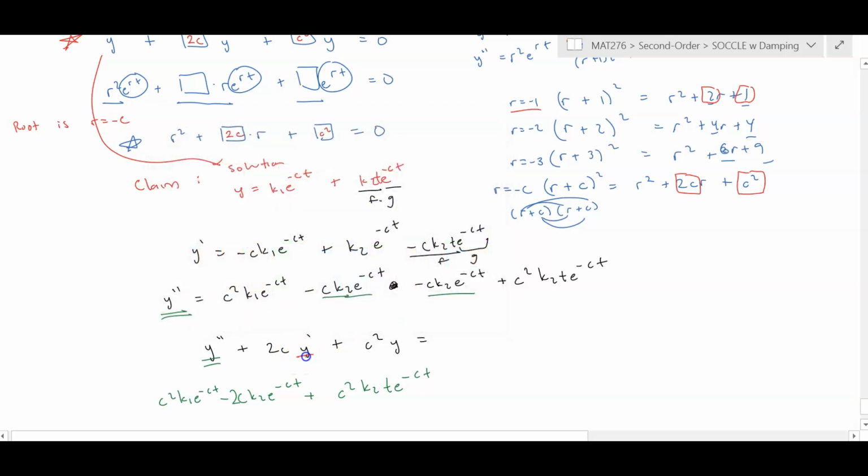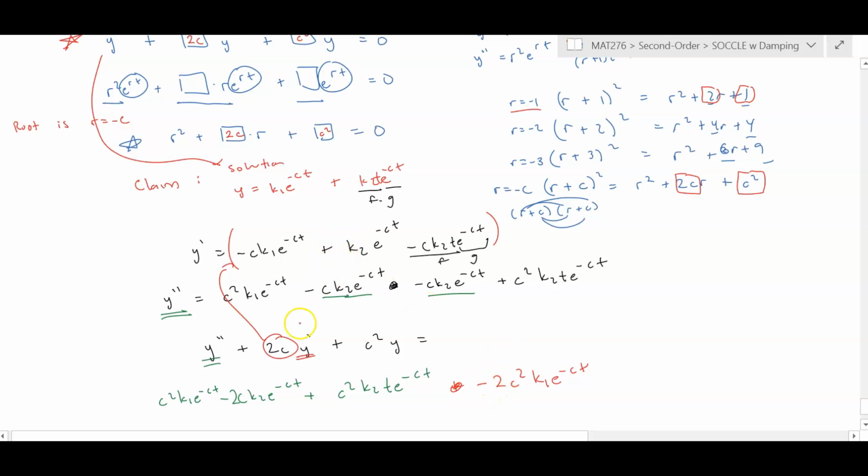Plus, we get 2c times y prime. So we have to take y prime and distribute the 2c into that. So 2c times negative c would give us minus 2c squared k1 e to the negative ct. All I'm doing here is just distributing this into the parentheses. Now remember, this is a negative c, the opposite of whatever this is, so we should still have a negative sign.